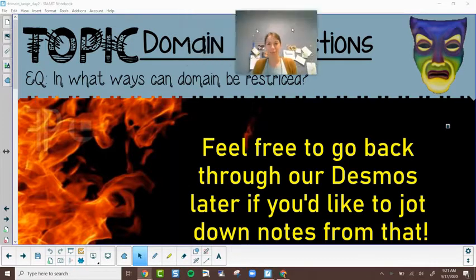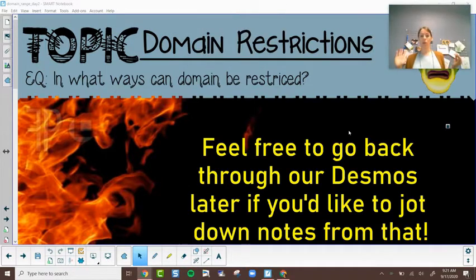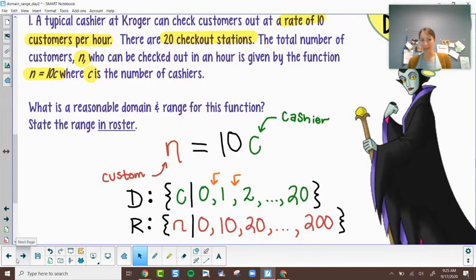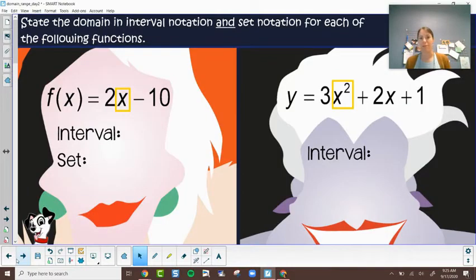Going to be looking at domain restrictions and in what ways we can actually restrict domain. So quick recall, domain is all of the input values, all the things that I can put into an equation. And then eventually I can get something back out. So we're going to skip on ahead and take a look at some more abstract things.